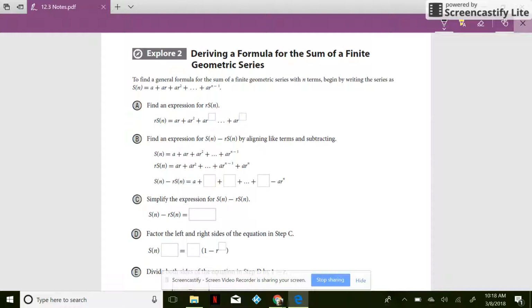So let's use this to derive the formula. To find the general formula for the sum of a finite geometric series with n terms, begin by writing the series as a function. So S of n is equal to a, the original term, plus a times r, the common ratio, plus ar squared, and so on and so forth, until we get a times r to the n minus 1.